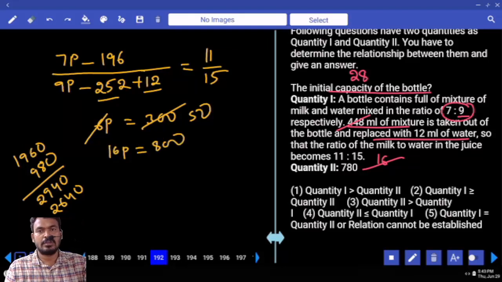What is quantity one? 800. Quantity 2 is 780. What is the answer? Q1 is greater than Q2.